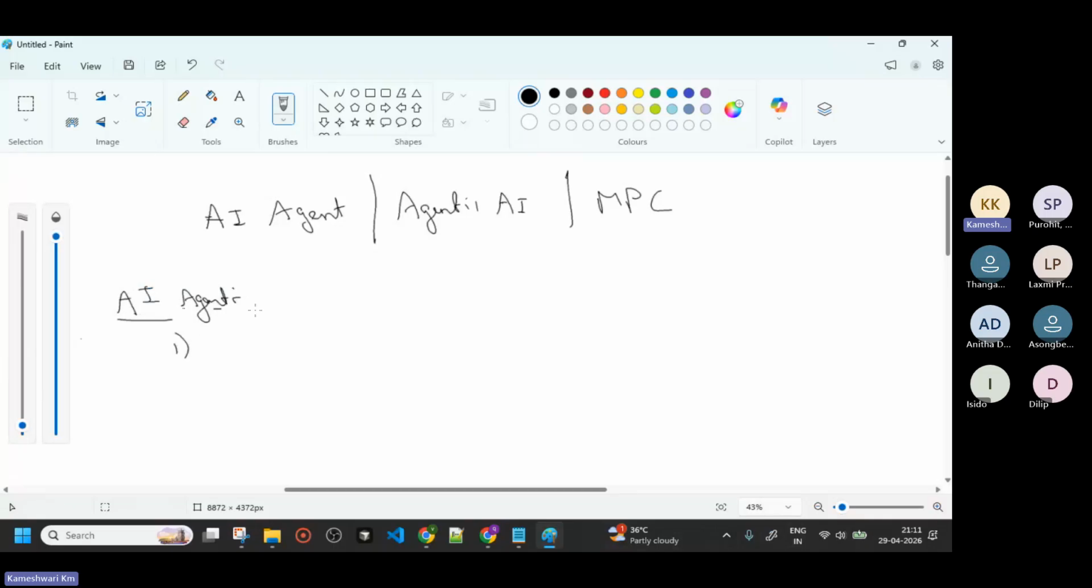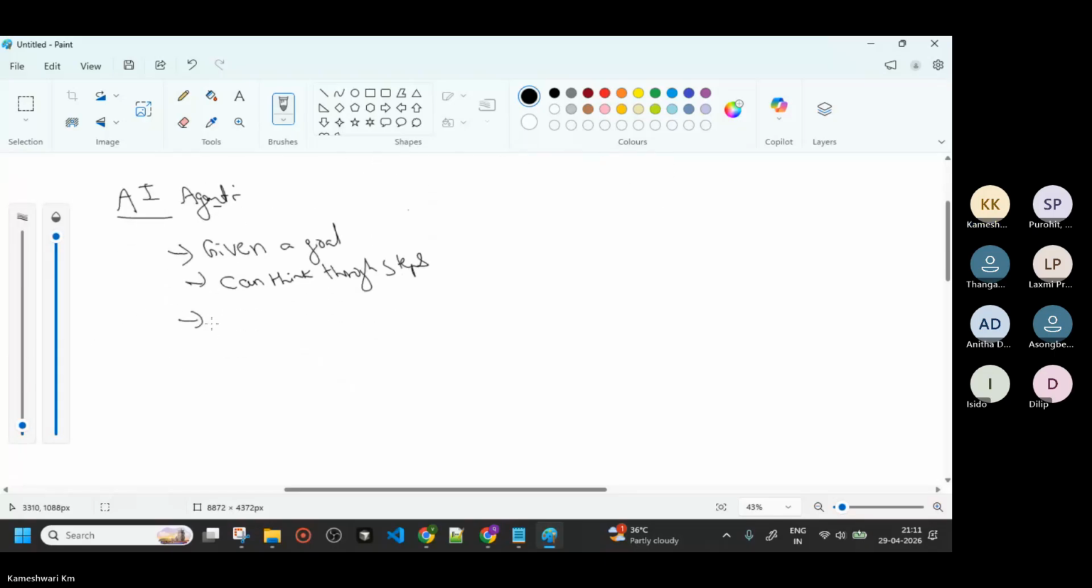First, you have to give a goal. Next, it has to think through the steps. Then it uses tools or APIs, executes the task, and returns the result.